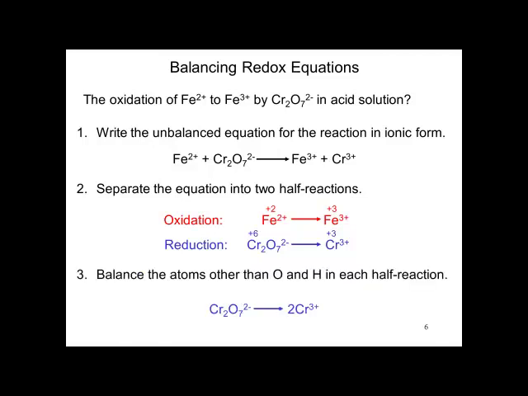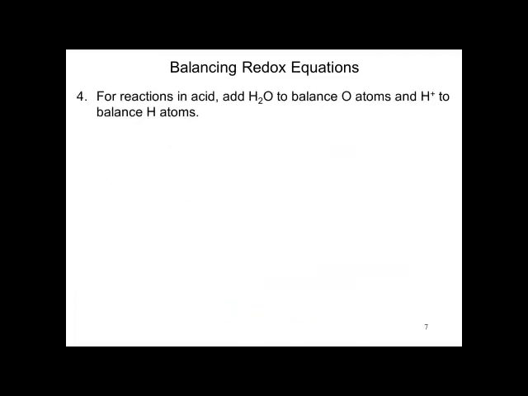Balance the atoms other than oxygen and hydrogen in each half reaction. So Cr2O7 has 2 chromiums, so we have to put a 2 in front of the Cr3+. For reactions in acid, add water to balance the oxygen atoms and H+ to balance the hydrogen atoms. Cr2O7 2- yields 2 Cr3+ plus 7 H2O. The 7 oxygens in the dichromate are balanced by the 7 oxygens in the water molecules. To balance the hydrogens now, we have to add 14 hydrogens, 14 H+.